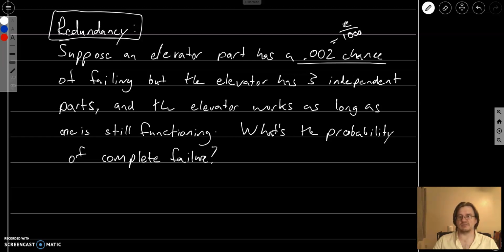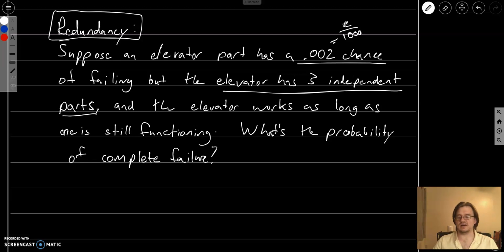And that doesn't seem very small. An elevator could easily go up and down a day in say a busy city 1,000 times. So it would fail twice in that day. That doesn't seem very safe. So let's imagine that the elevator has 3 independent parts, and the elevator works as long as at least one of them is still functioning. So what's the probability of complete failure?